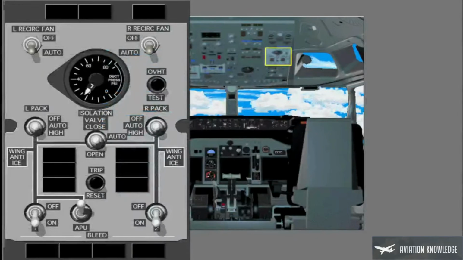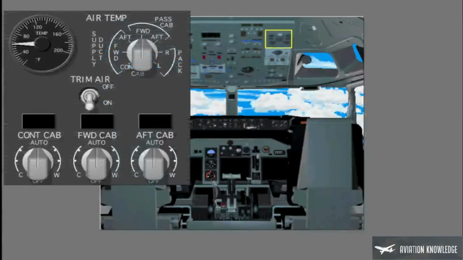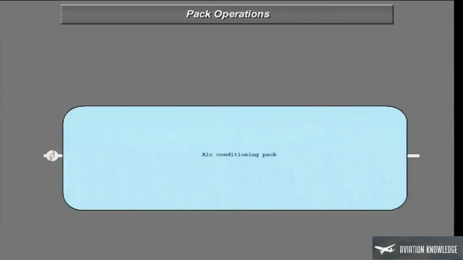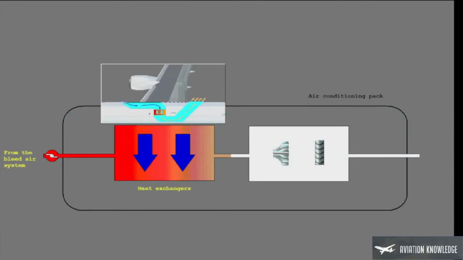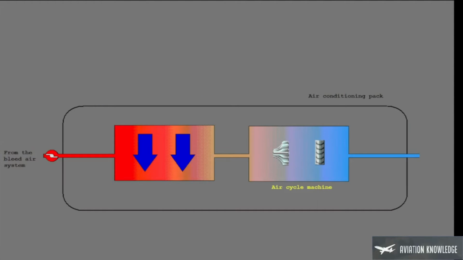The controls and indications for the air conditioning packs are on the forward overhead panel on the air conditioning bleed air controls panel, and the cabin temperature controls panel. The packs decrease the temperature of the warm air from the bleed air system with a sequence of heat exchangers and an air cycle machine.